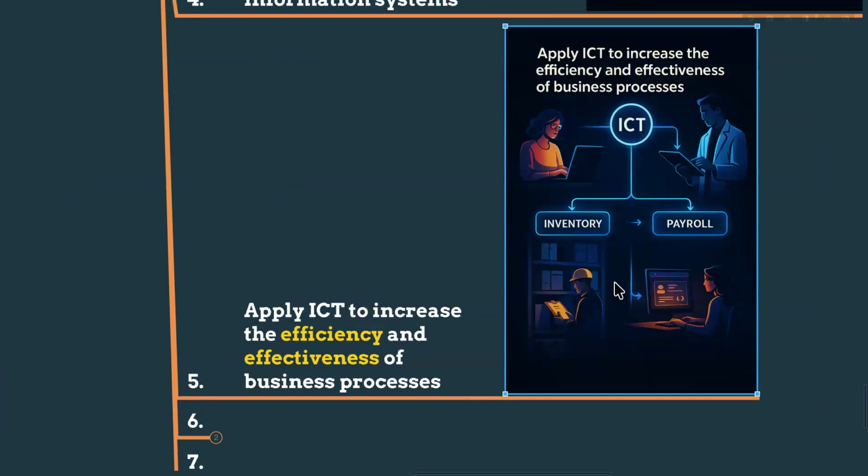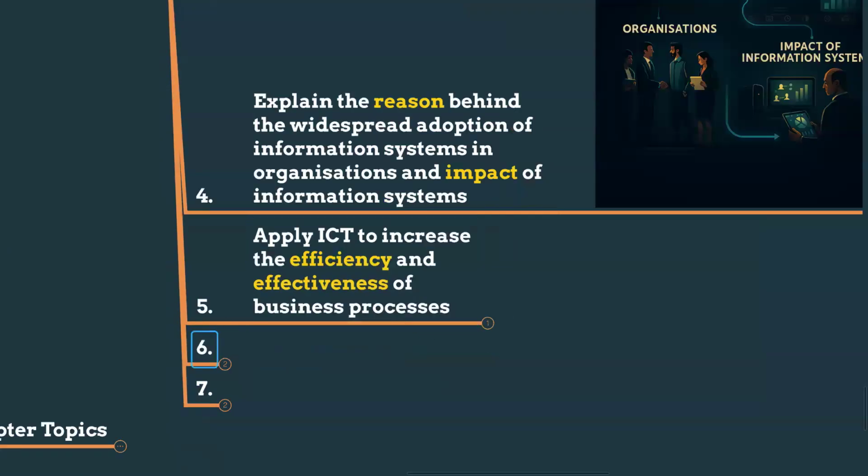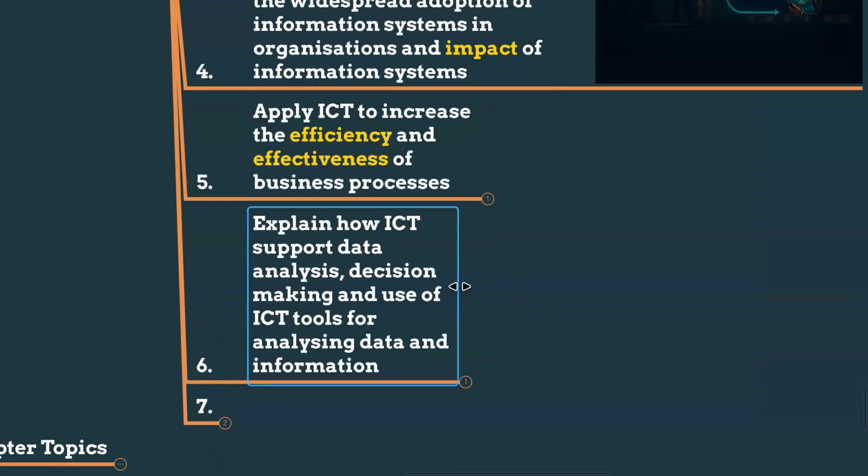Business process in the sense of how you are handling the inventory, that's an inventory process. How you are managing your payroll and making salaries, that is the payroll process. Then property plan and management process, so there are so many processes in the business. So how can we apply ICT, information communication technology, to increase the efficiency and effectiveness in the business processes? So that's our fifth objective.